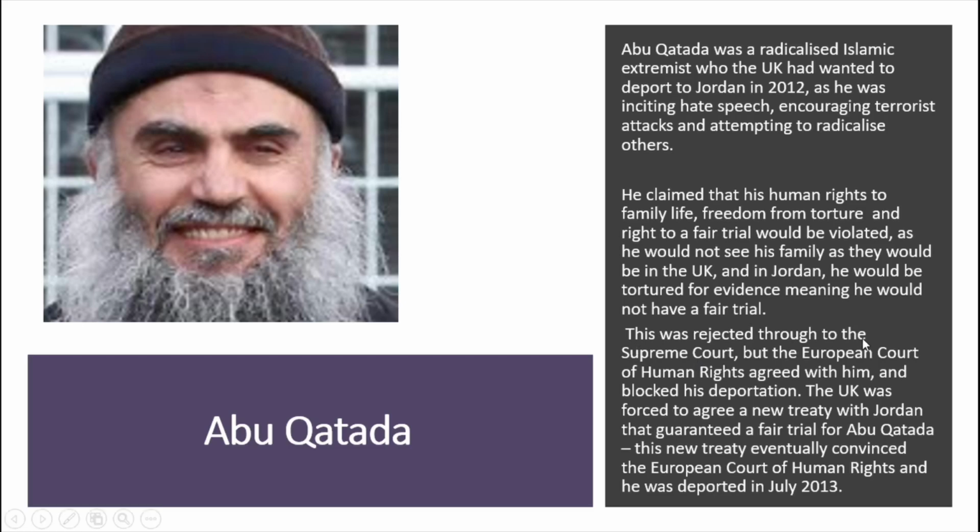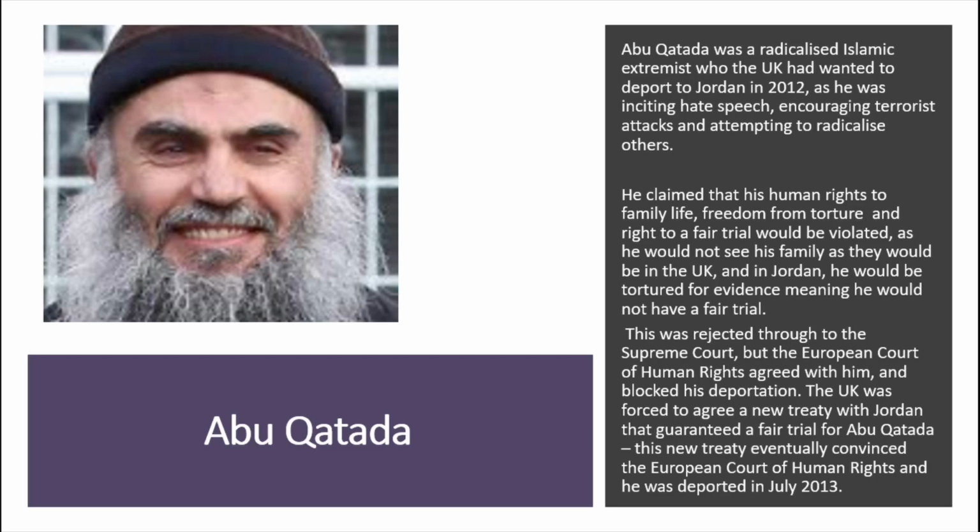This was rejected through to the Supreme Court, but the European Court of Human Rights agreed with him and blocked his deportation. The UK was forced to agree a new treaty with Jordan that guaranteed a fair trial for Abu Qatada. The new treaty eventually convinced the European Court of Human Rights and he was deported in July 2013. Like Hirst, this is another case that shows the power that the European Court of Human Rights has when human rights cases are brought to trial.